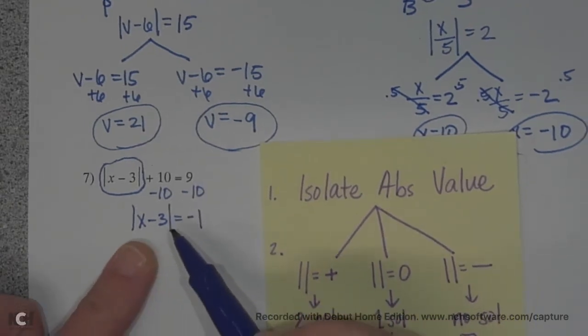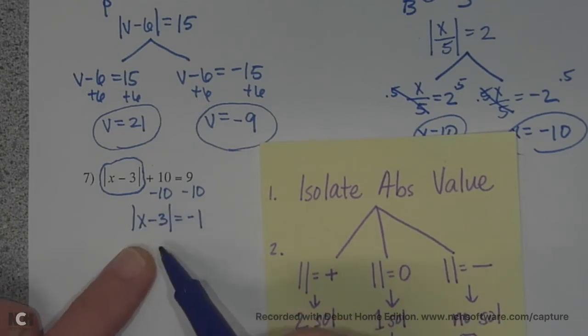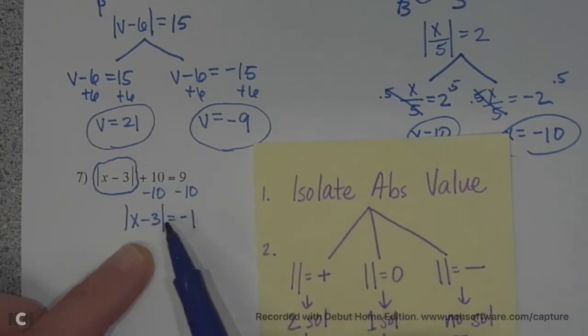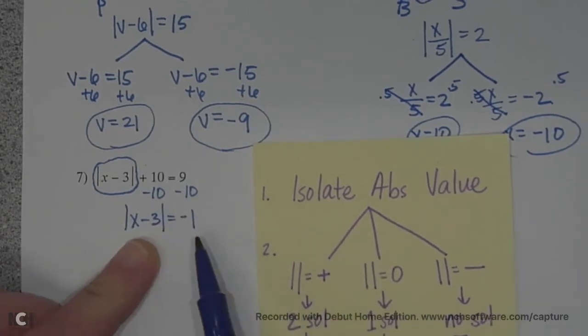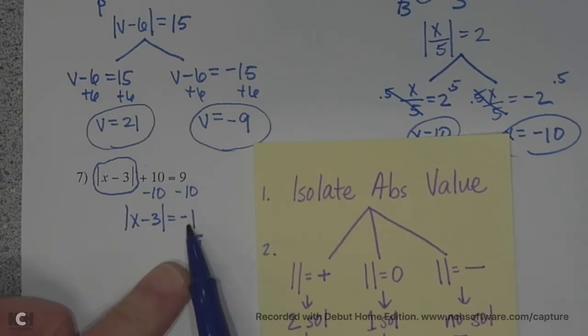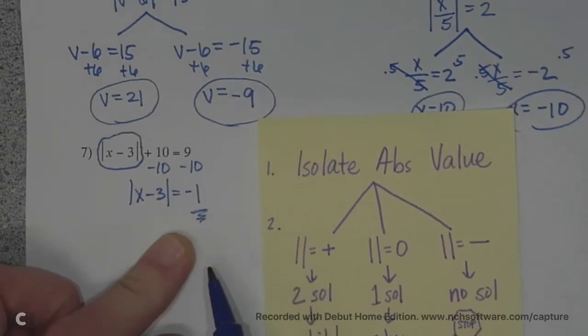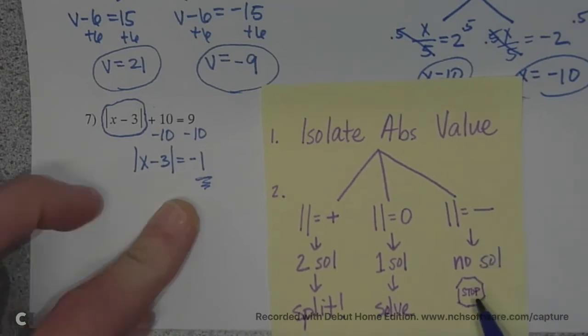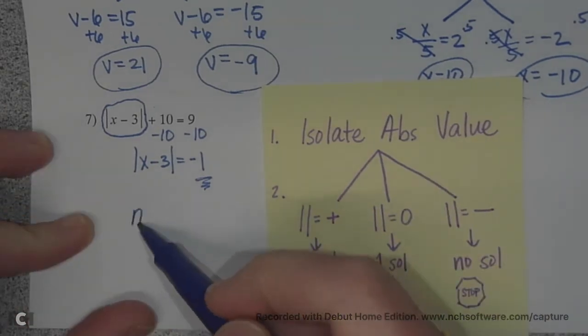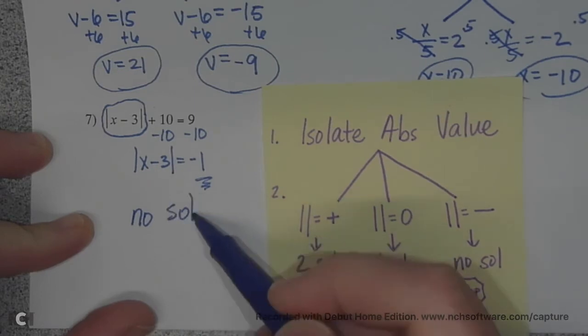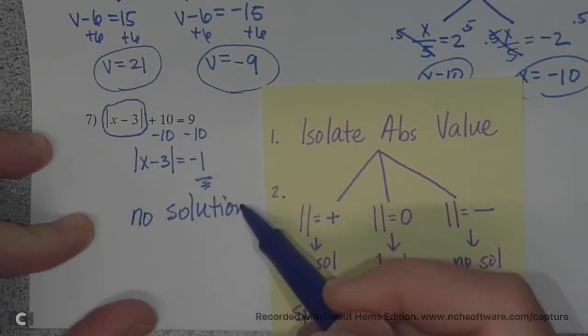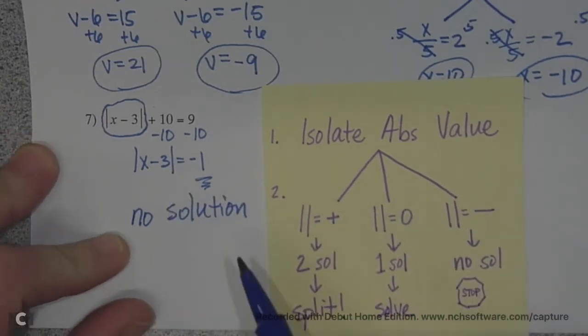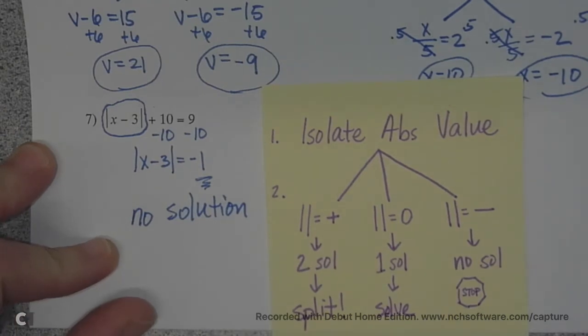Okay, now next step. Is the absolute value part isolated? Yeah, the absolute value is isolated. So let's go to step 2 and evaluate what's on the right-hand side here. It looks like we have a negative 1. So let's see what happens when it's negative. Oh yeah, negative means no solution, so we need to stop here. So we're just going to go ahead and write no solution. Make sure you do write no solution. Don't just stop, but you don't need to solve. Let's go on to number 8.